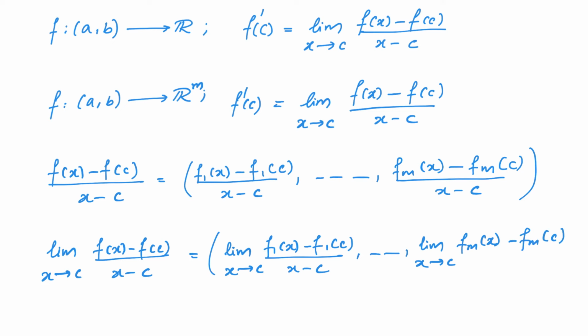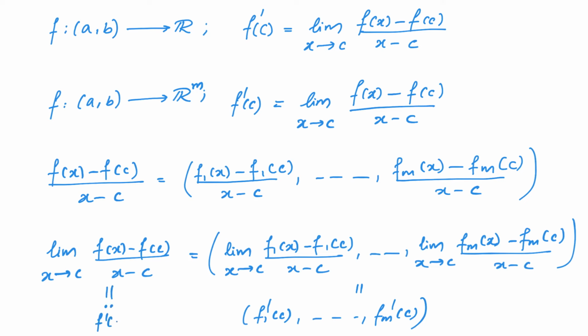But we already know what the limit as x tends to c of fi of x minus fi of c by x minus c is. That is equal to fi dash of c. Thus, the limit as x tends to c of f of x minus f of c by x minus c is equal to f1 dash of c, comma f2 dash of c, etc. up to fm dash of c. Thus, this limit helps us approximate the function f, and therefore it makes sense to call this limit the derivative of f at c.